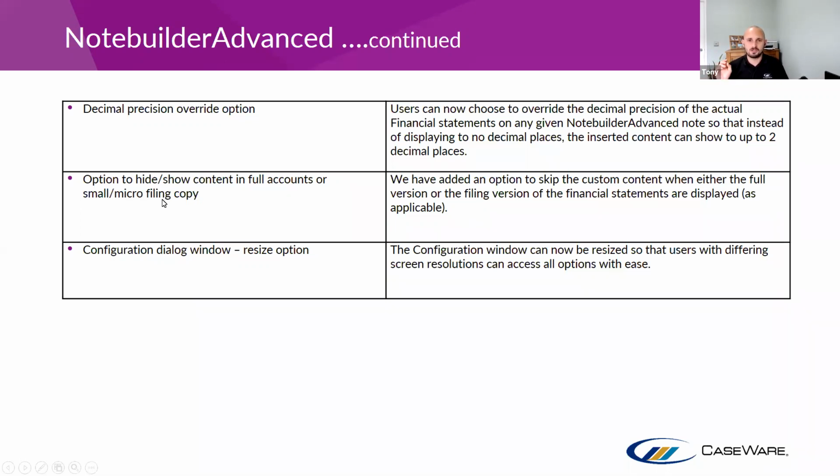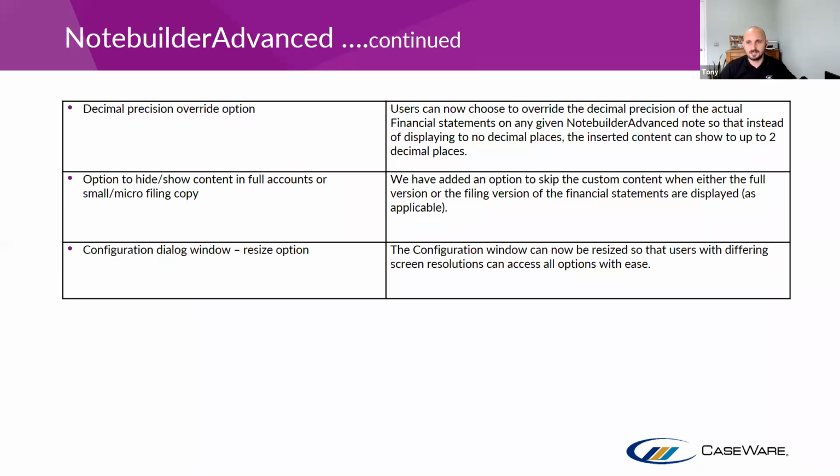So what I'm trying to say by that is that if I create a NoteBuilder note now, if I don't want it to show in a small filing copy, I can just click a button and say, don't show in a small filing copy. Previously, what you had to do was hide the note, remove the note, change it to small filing copy, prepare the accounts, go back to the full copy and add the note back in, which is a bit of a rigmarole. So they've looked at that and built in the feature now, so we can easily manage that content depending upon what accounts we're viewing.